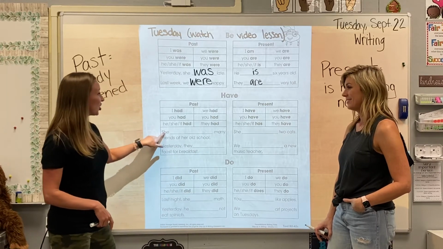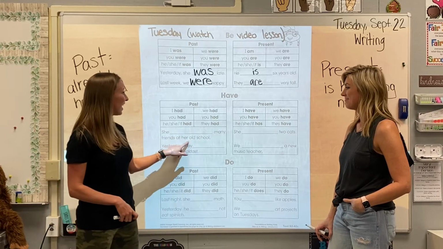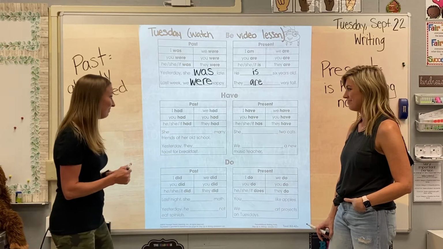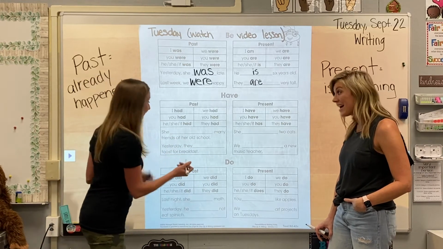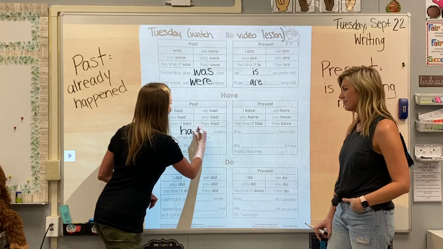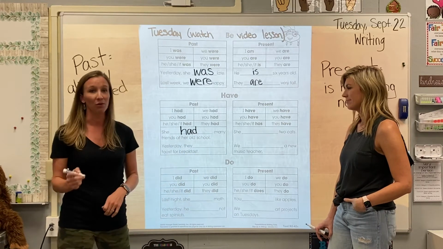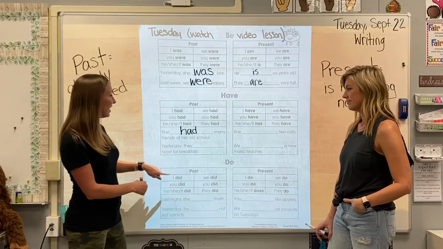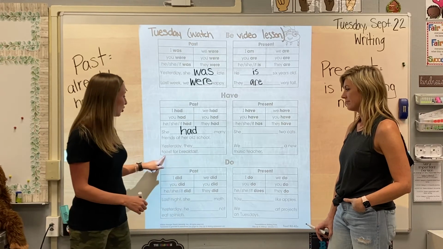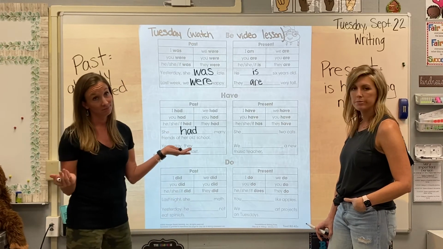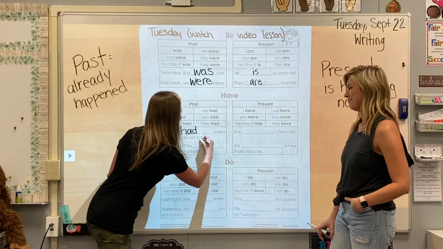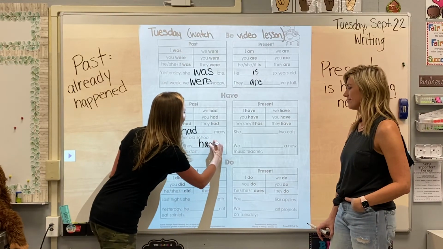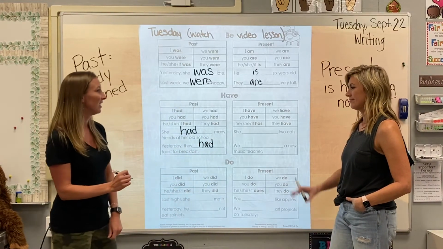All right. She blank many friends at her old school. Well, that has to be had. She had many friends at her old school. All right, one more. Yesterday, they blank toast for breakfast. Probably had because everyone has had. It's got to be had because it's already happened. It is in the past tense.